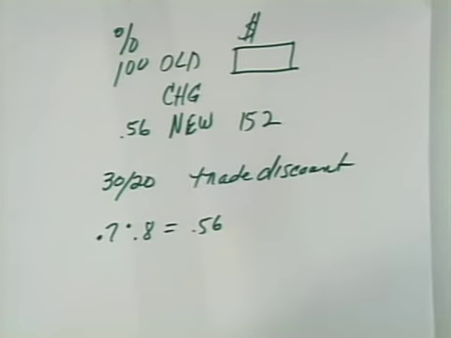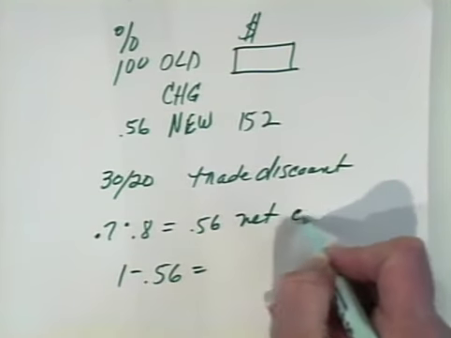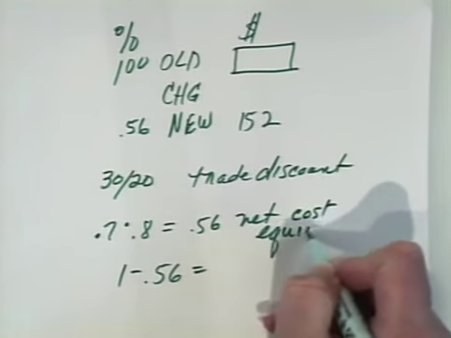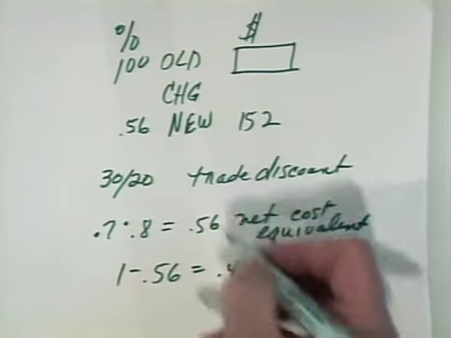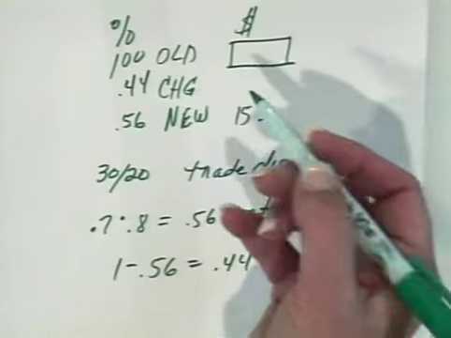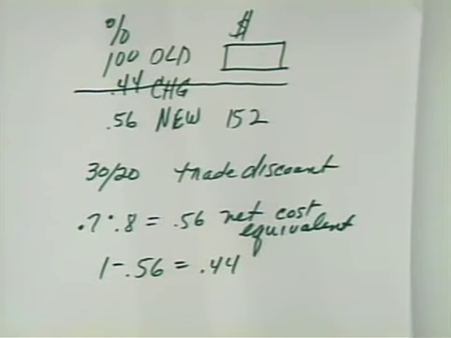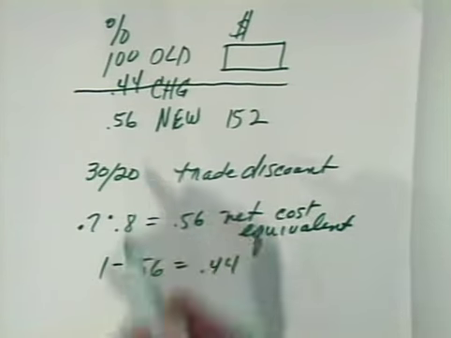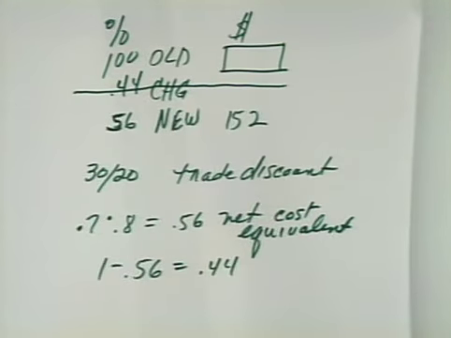No one's asking, but if we needed the single discount equivalent, I could take 1 minus 0.56. This is the net cost equivalent, and I could come up with a single discount equivalent if I needed to. That would be 0.44, which is the number that goes right here. Now I'm going to ignore the middle line. I don't actually need it to come up with the information I was asked for. I'm going to set up a proportion. I need to keep these as percentages. So my proportion that I'm going to set up, Keith, do you see it now?